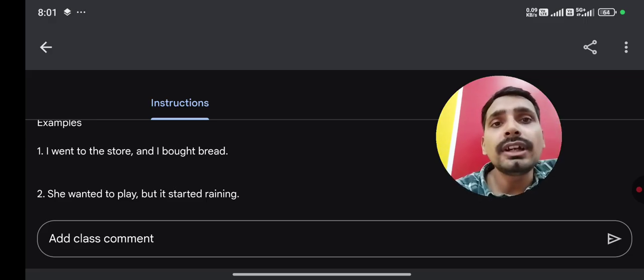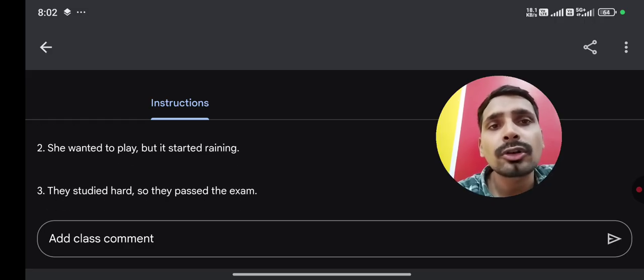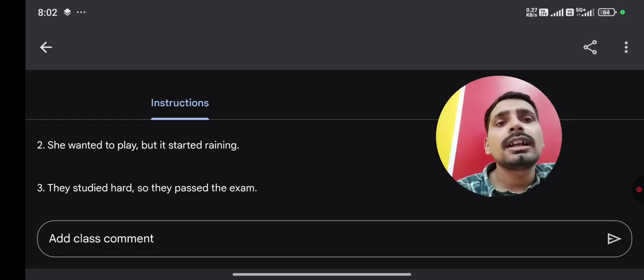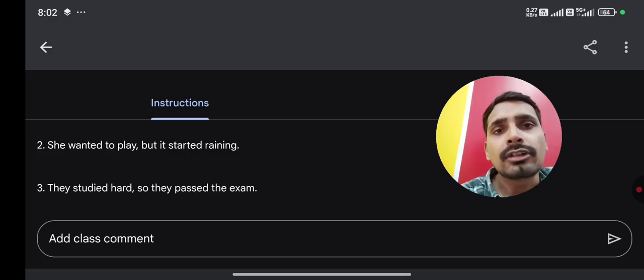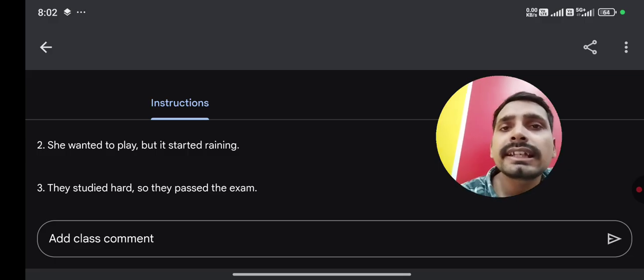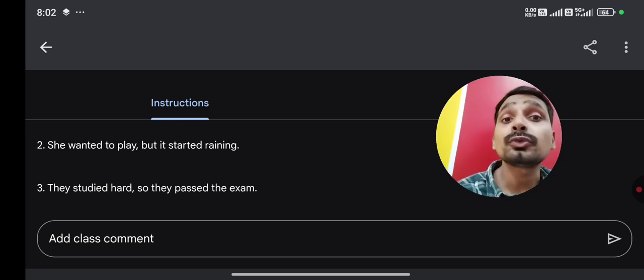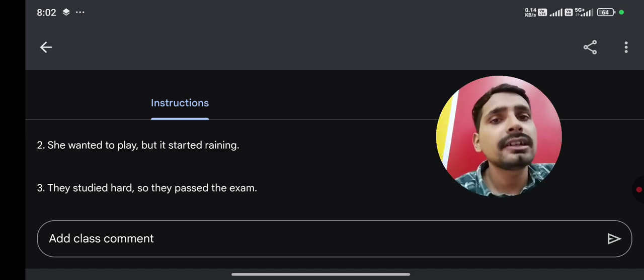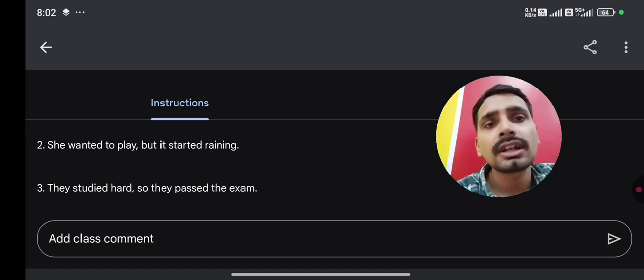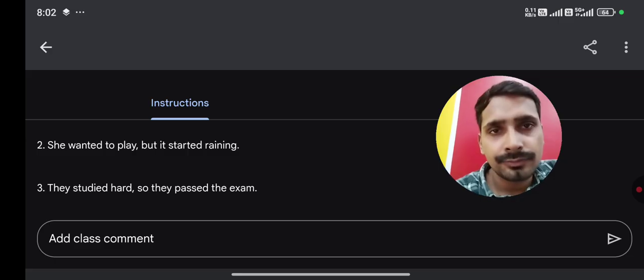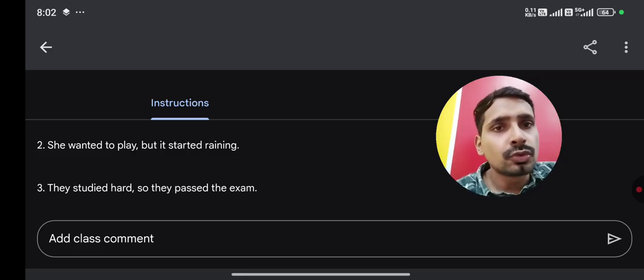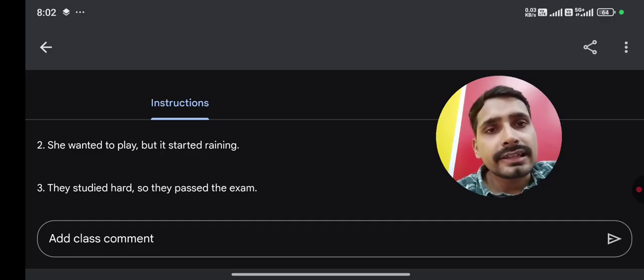And these two independent clauses are joined by this coordinating conjunction called but. Now let's look at example number 3. They studied hard, so they passed the exam. So here we have two independent clauses. Independent clause number 1, they studied hard. Independent clause number 2, they passed the exam.